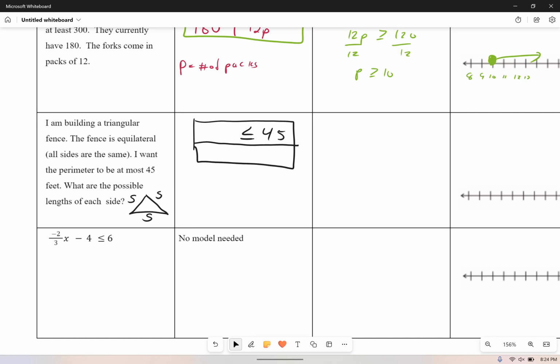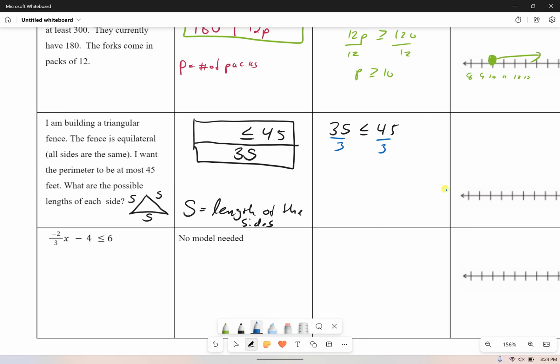Now here's the deal. This one threw a lot of people off because I only have 3 sides. So S equals the length of the sides. But all 3 sides are the same, so it's going to be 3S. There's nothing else to this, so it's just 3S is less than or equal to 45. I'm going to divide by 3 and divide by 3, so S is less than or equal to 15. So the sides of the triangle have to be less than or equal to 15.